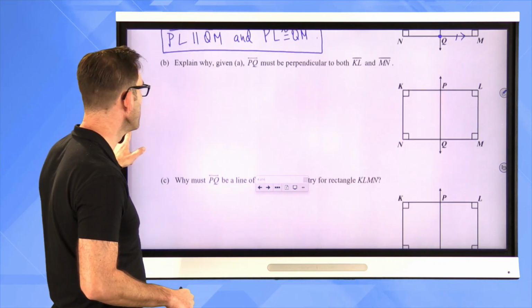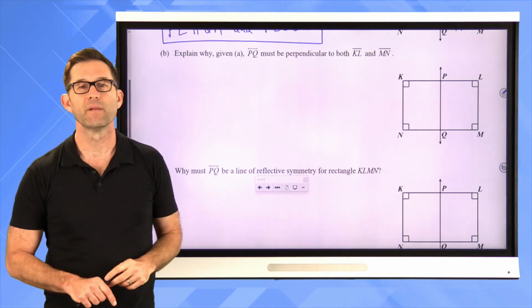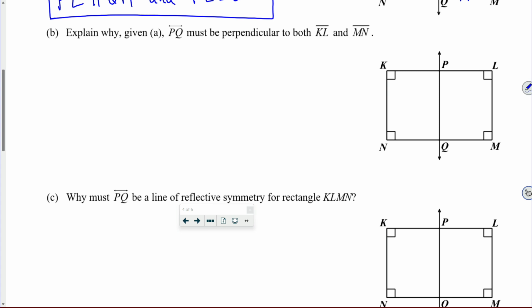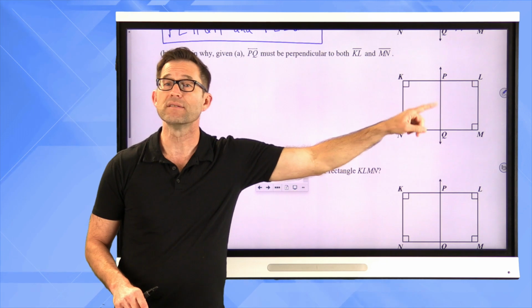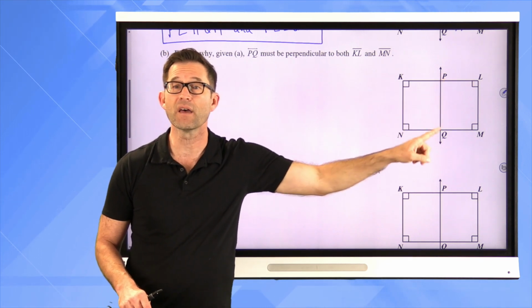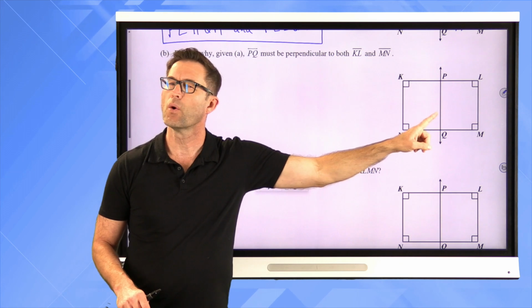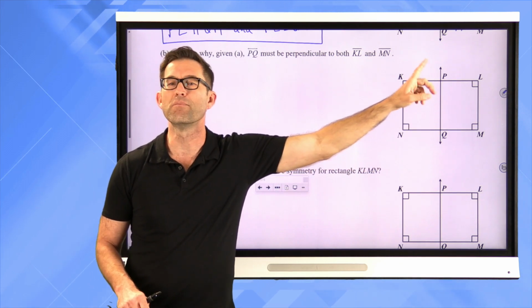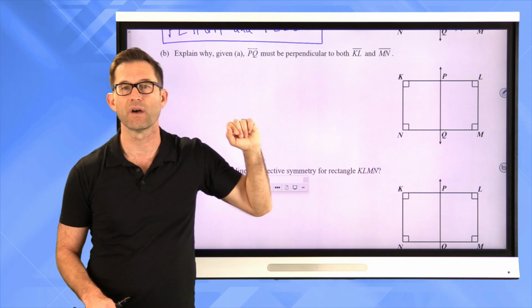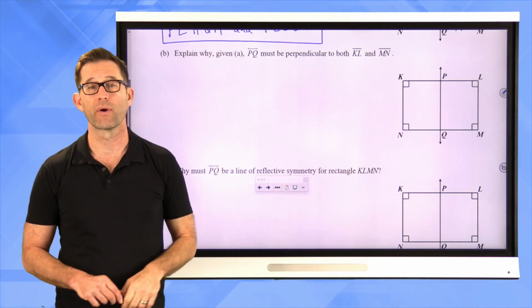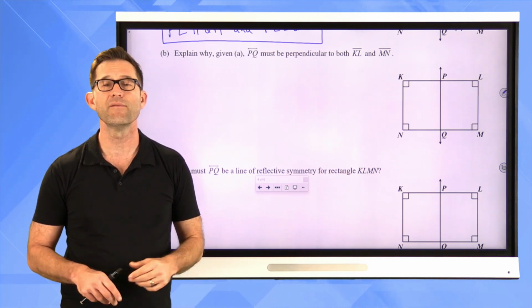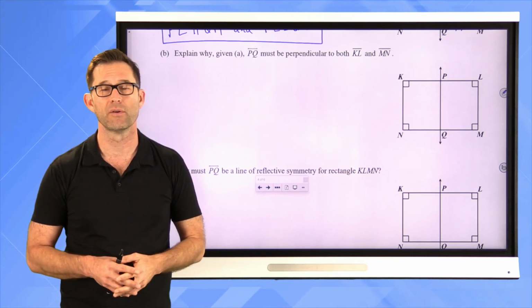Awesome. All right. Second piece, letter B. Explain why, given A, PQ must be perpendicular to both KL and MN. So remember, all we know about line PQ is that it goes through the midpoints of this and this side. So why would it have to then by default be perpendicular to those two sides? Again, we now know PLMQ is a parallelogram. Pause the video and see if you can figure out why PQ must be perpendicular to those two sides.